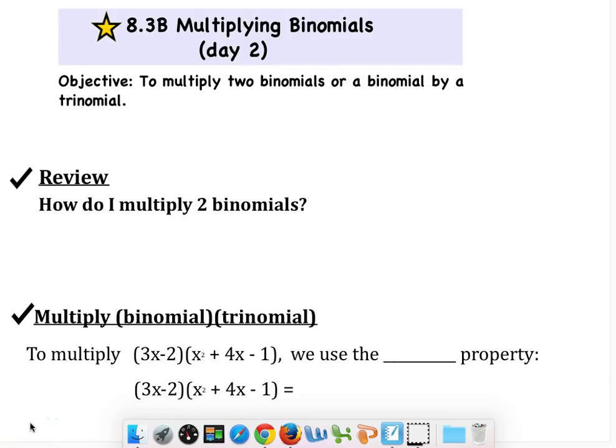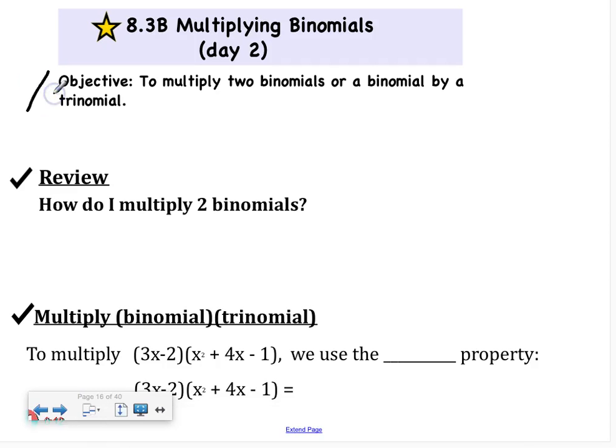All right, today we are going to be talking about 8.3b, multiplying binomials. This is our day 2 of this. If you would, like always, please fill in your objective. Yesterday, we learned how to multiply two binomials, and today we are going to be multiplying a binomial by a trinomial.